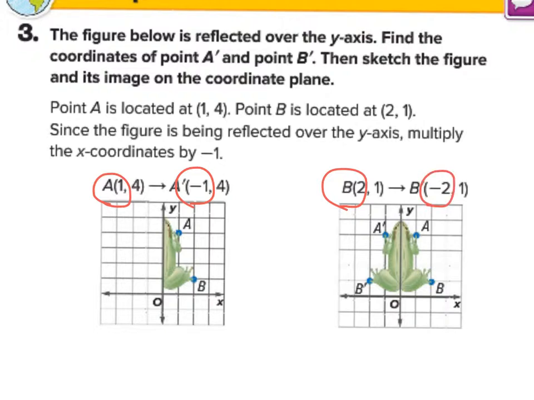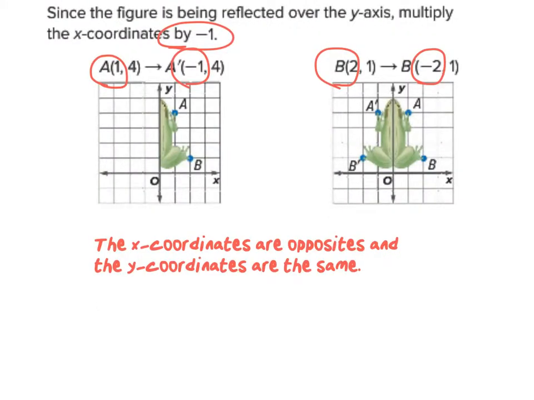So you see? Or as they say, if you multiply it by negative 1, you're simply just changing the sign over to negative. Because a positive multiplied times a negative is negative, or negative times negative will be positive. And this would work. In short, what we want to say is the x-coordinates are opposites and the y-coordinates are the same.